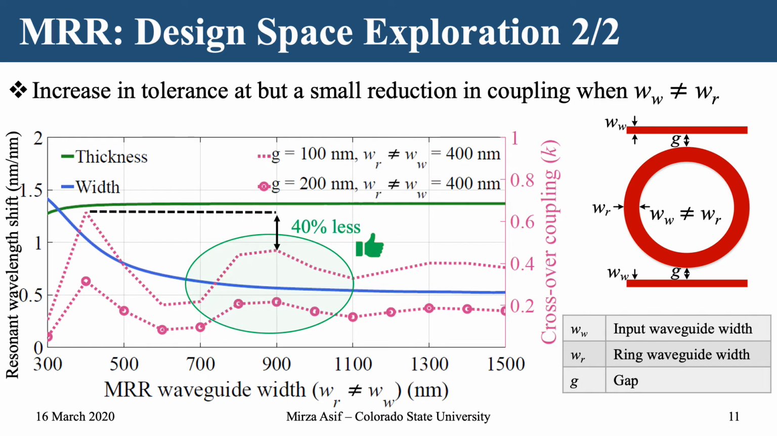However, we also see that there is an increase in crossover coupling when we have our ring waveguide width twice the size of the input waveguide width, which opens up a lot more possibilities for signal detection at the output when we have ring waveguide width thicker than the input waveguide width. And we use this functionality to propose an optimal design space exploration.